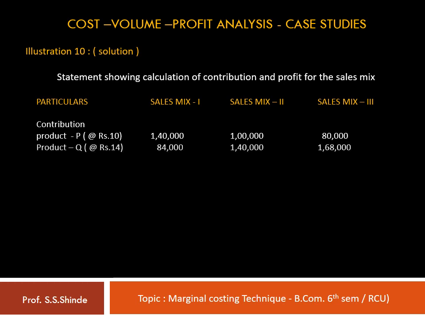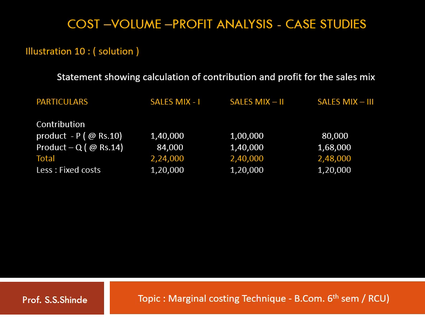For product Q, at the rate of rupees 14 per unit, it works out to 84,000 for sales mix 1, that is 6,000 into 14 rupees per unit. And in sales mix 2, it is 10,000 units into rupees 14 per unit. And in sales mix 3, it is 12,000 units into 14, that is 1,68,000. So the total contribution works out to sales mix 1 2,24,000, sales mix 2 2,40,000 and sales mix 3 2,48,000.